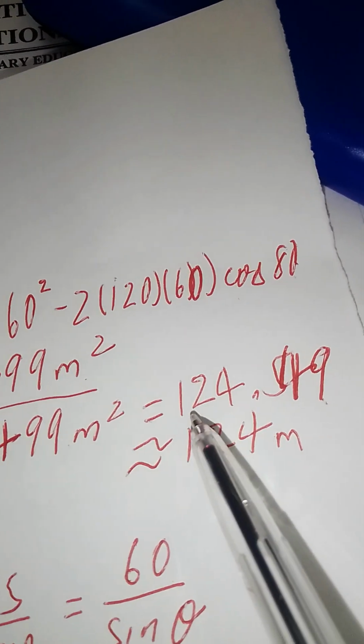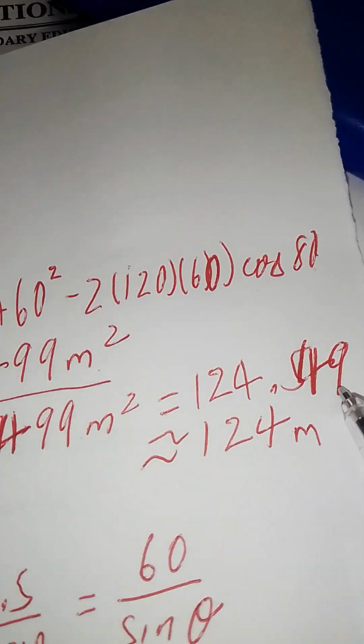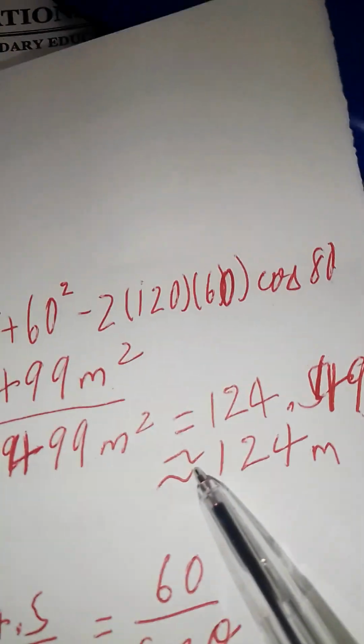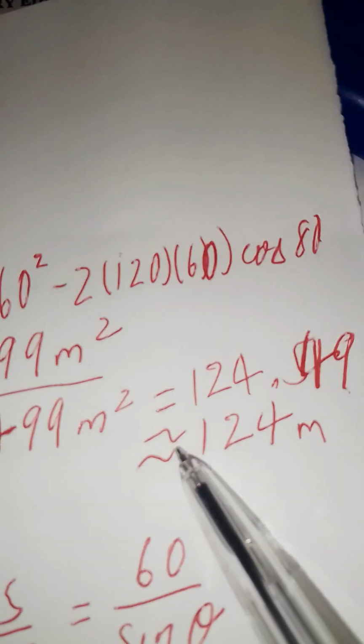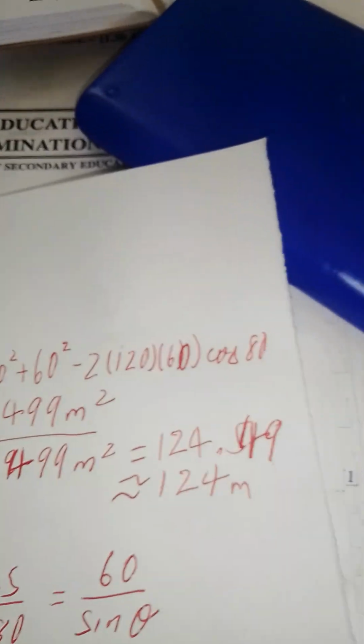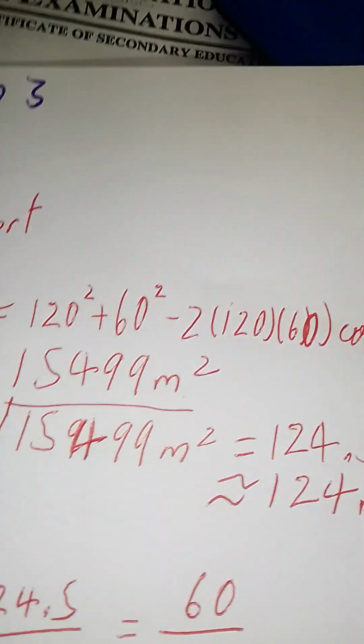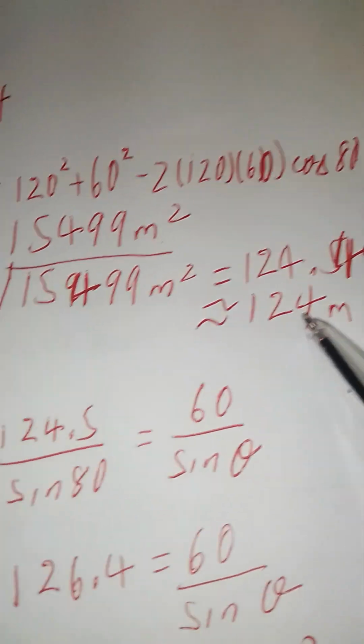I end up with 124.49, which rounded to the nearest whole number, which is what the question asks to show, is approximately equal to 124.